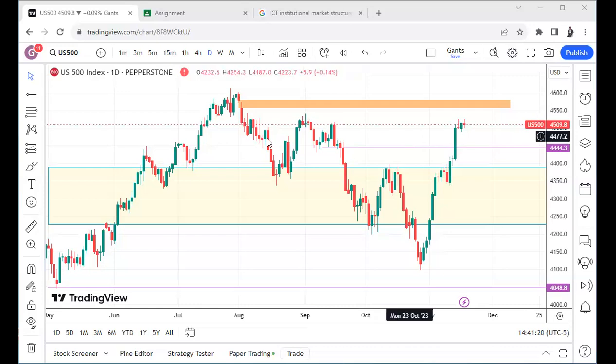It may want to rip, because this area here is a volume imbalance, and a volume imbalance is a strong draw on liquidity. So once it trades to this level, then I want to start selling this. But it might start going lower.